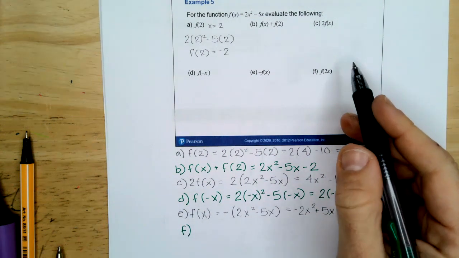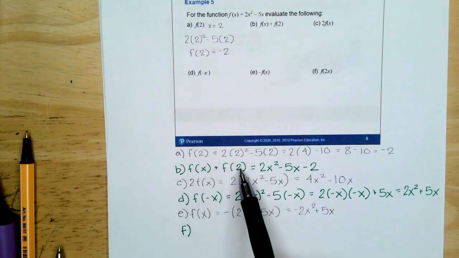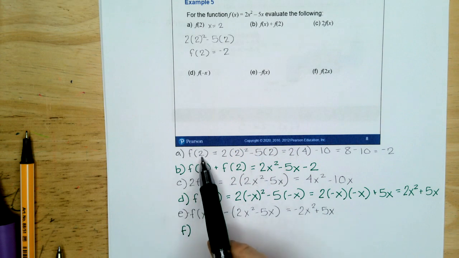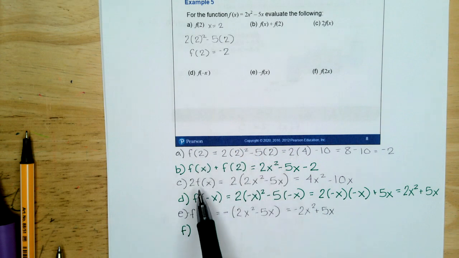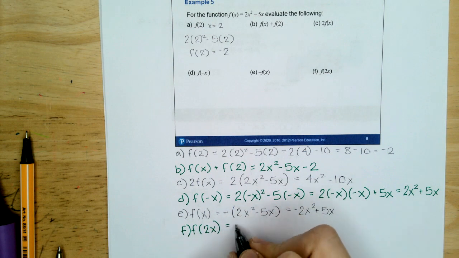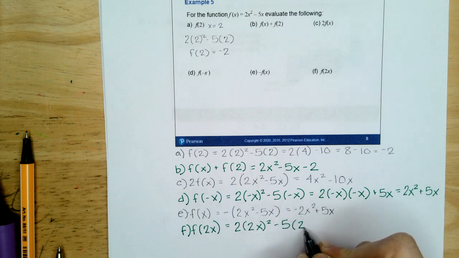F of 2x means that everywhere that there's x, I'm going to put in a 2x. Sorry, f of 2 just meant I put in a 2. F of negative x meant I put in a negative x, but f of 2x just means I put in a 2x. So I have a 2 times 2x squared minus 5 times 2x. Good?